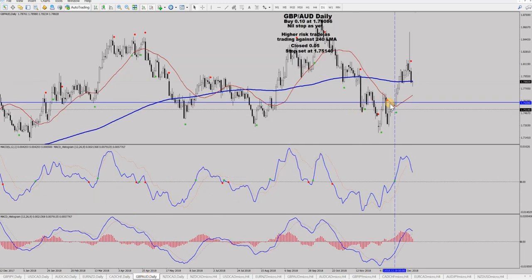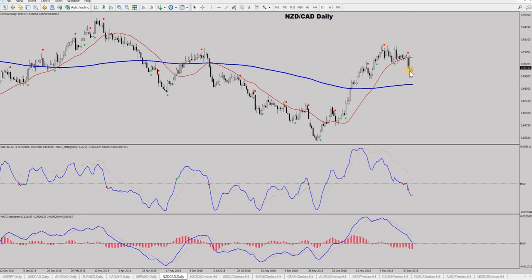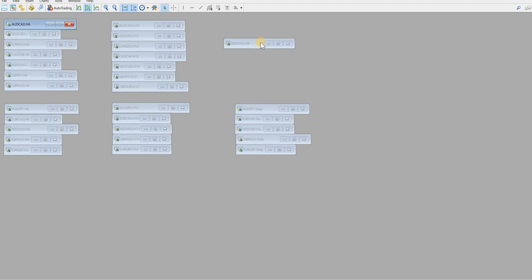Pound Aussie in a buy in here, up to the 240 LMA, went shooting through it on that spike up. Now back to it, and I think I've closed out half, just trying to read my writing here. Closed out half, got a stop in place down here, so I can't lose on that one. In New Zealand CAD, I don't think I'm in a trade, I got out of them. So that's it for the daily charts, let's go to my MT5 platform.